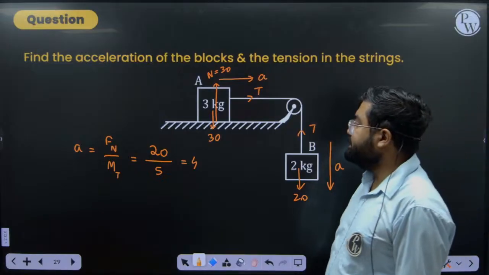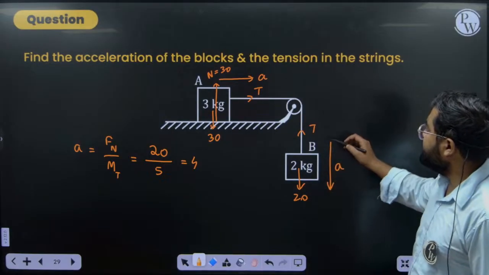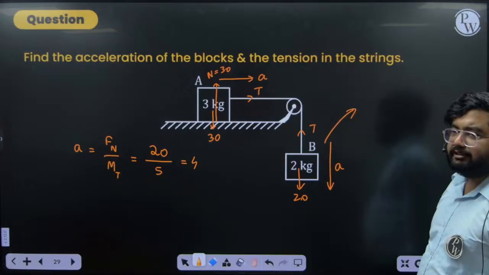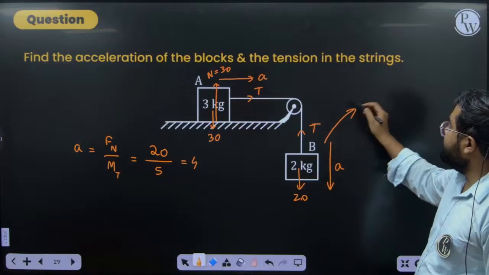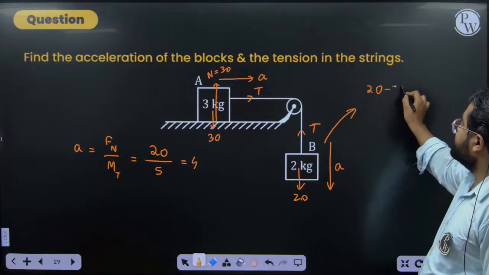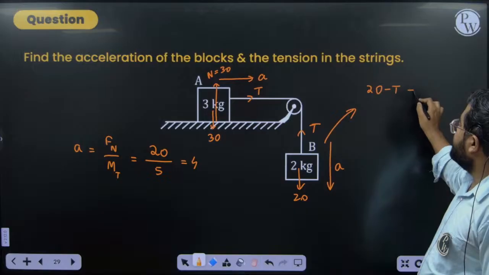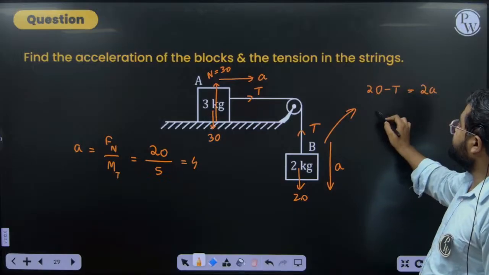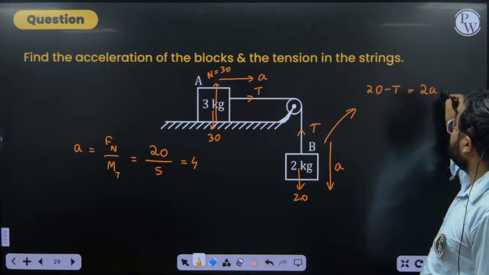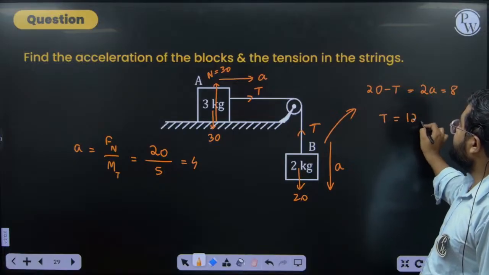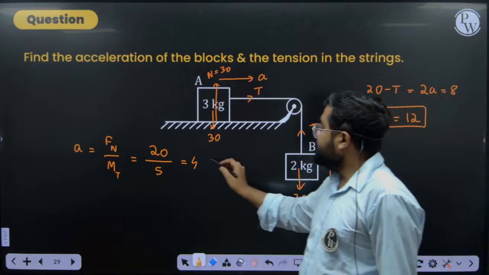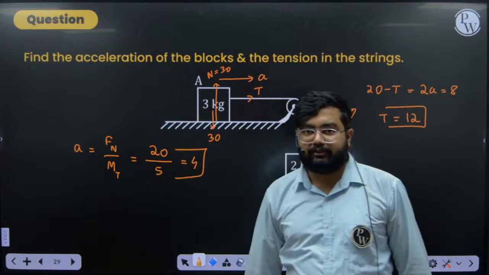Now we can find tension very easily. Any one FBD. Let's make this FBD and the equation and solve. So we will write net force, mass into acceleration: 20 minus T. This is the net force equals mass into acceleration. Acceleration we calculated as 4. So this becomes 8 and tension becomes 12. So I hope this is clear to everyone.